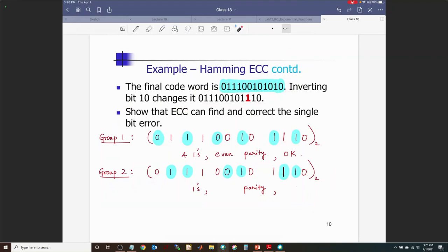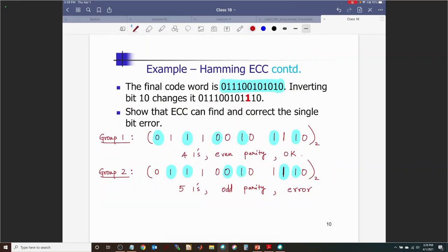All right, so how many ones do you see here? 1, 2, 3, 4, 5. Five ones. Even parity or odd parity? Odd parity. Odd parity means there is an error in this group.